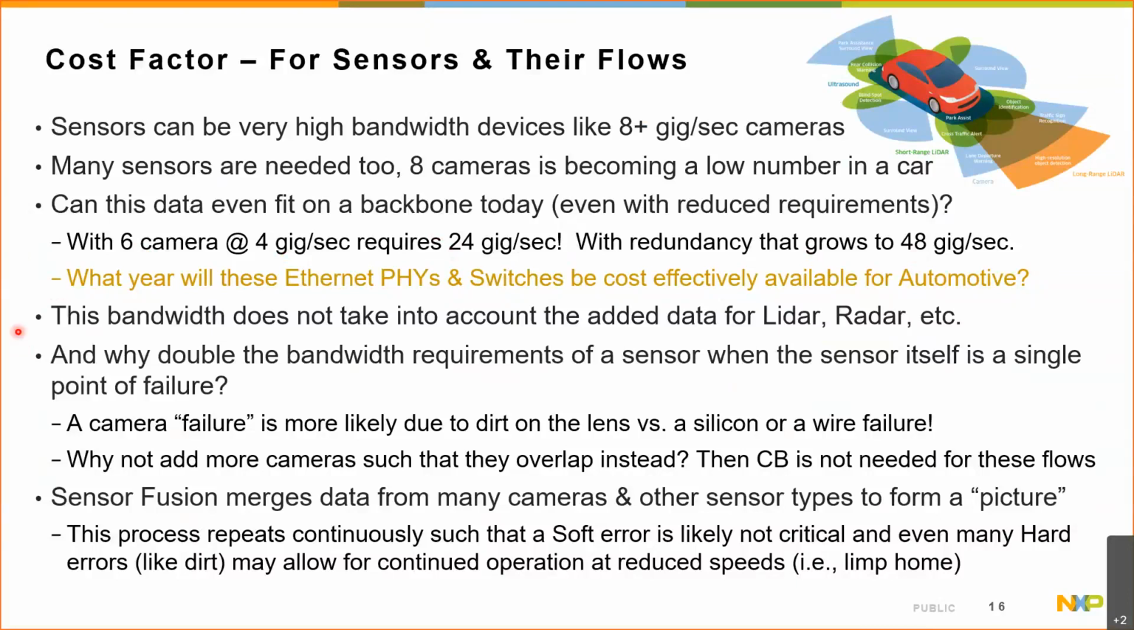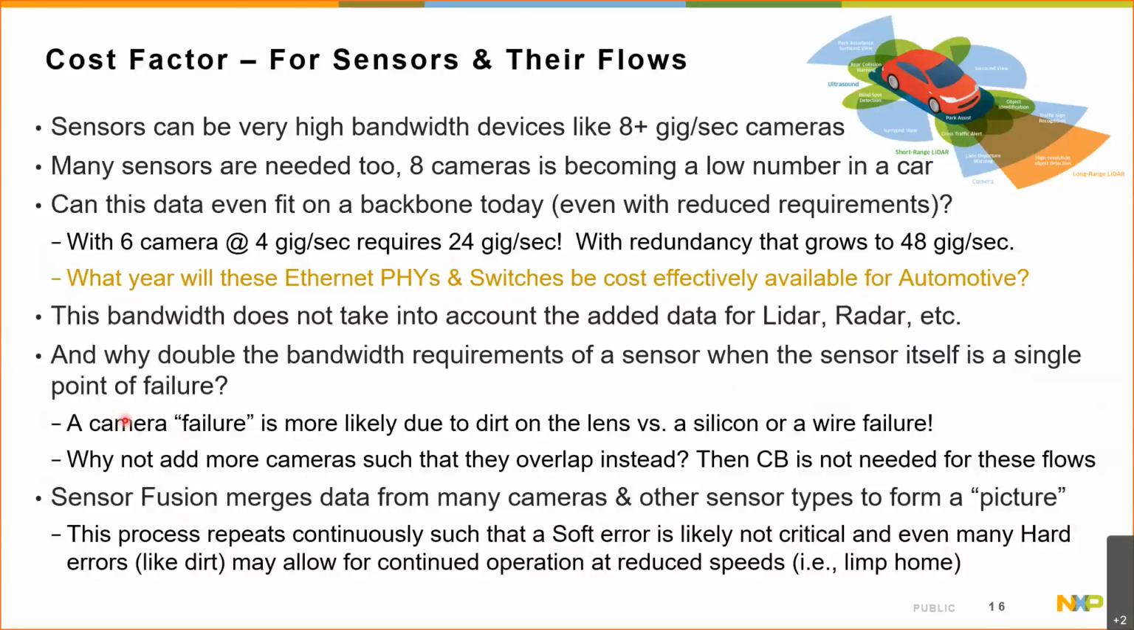This bandwidth also does not take into account the additional bandwidth needed for LiDAR and radar and other things that are going on that backbone. So, this isn't the total bandwidth. And then I have a question too. Why double the bandwidth requirements of a sensor when the sensor itself is a single point of failure?